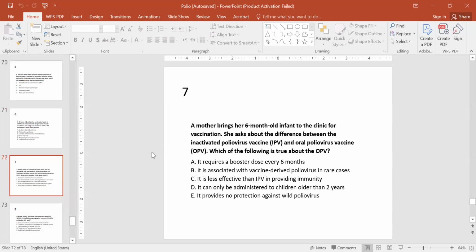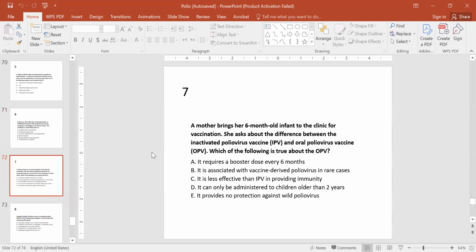Question number seven. A mother brings her 6-month-old infant to the clinic for vaccination. She asked about the difference between IPV and OPV. Which of the following is true about OPV? Option A, it requires a booster dose every 6 months. Option B, it is associated with vaccine-derived poliovirus in rare cases.